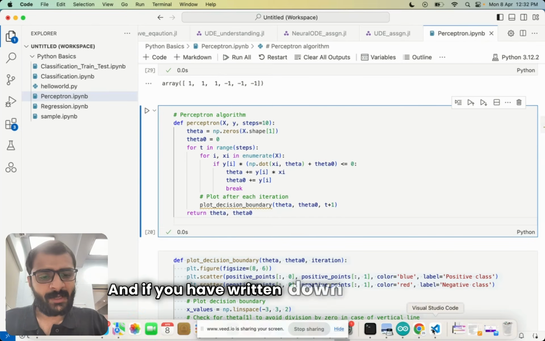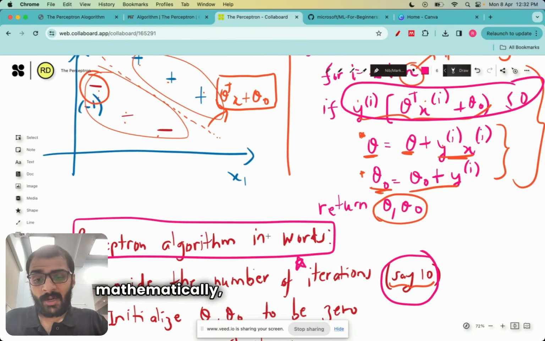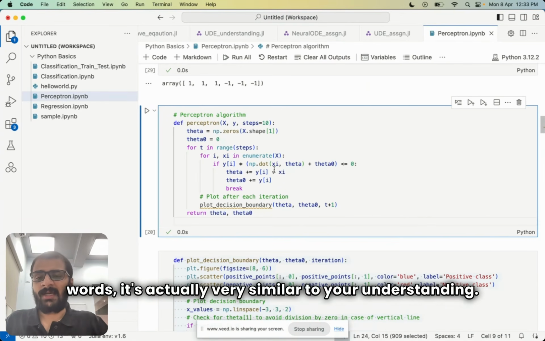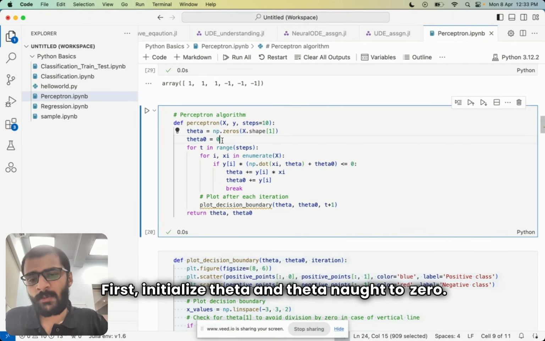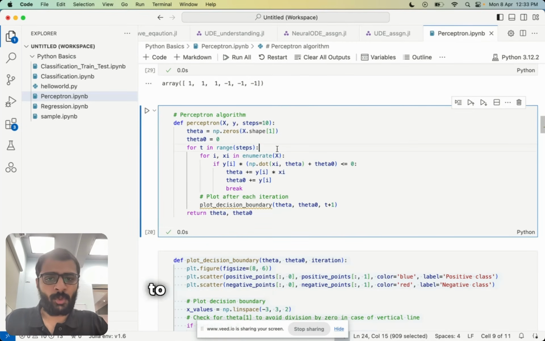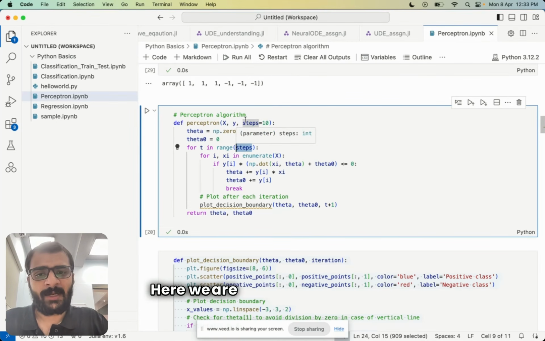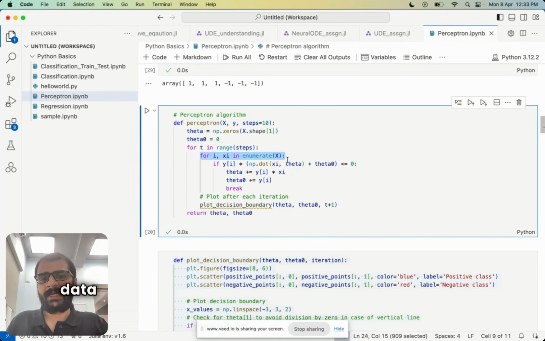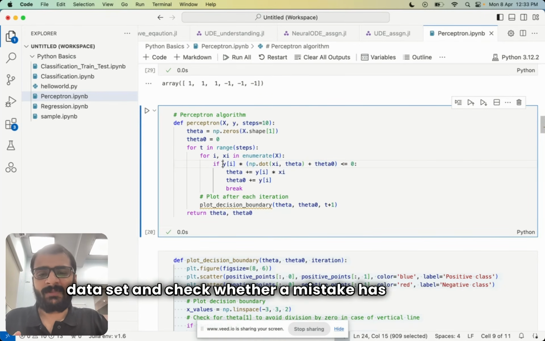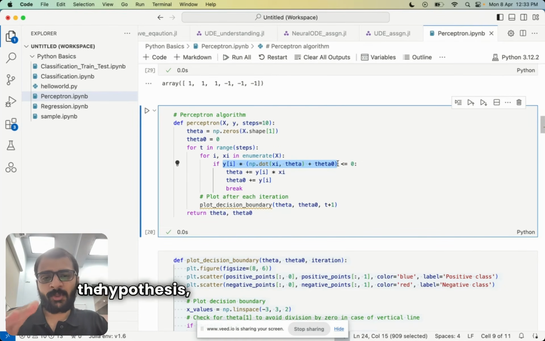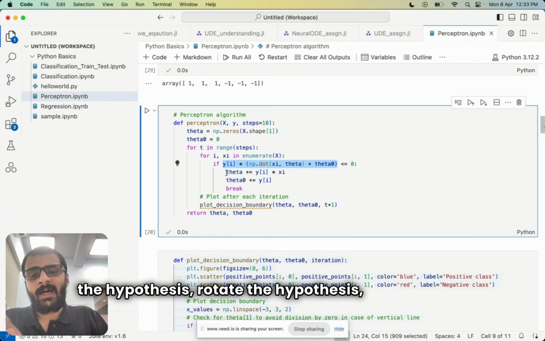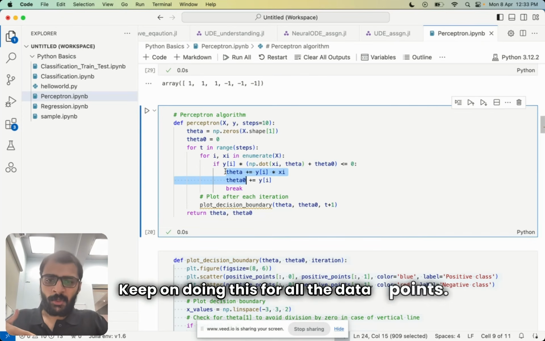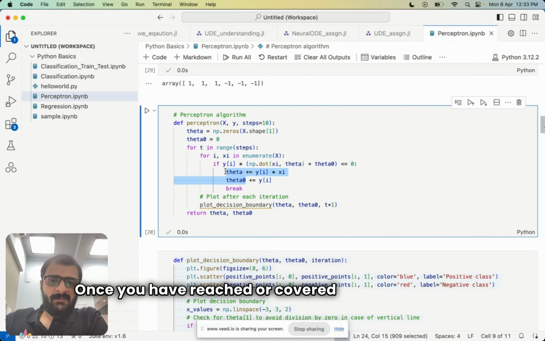And if you have written down this algorithm mathematically, or if you have understood it in words, it's actually very similar to your understanding. First initialize theta and theta naught to 0, decide the number of iterations you want to do, which is given by steps. Here we are doing 10 iterations. In each iteration, go through every single point of the data set and check whether a mistake has been made. If a mistake has been made by the hypothesis, rotate the hypothesis, which means update theta and theta naught. Keep on doing this for all the data points.